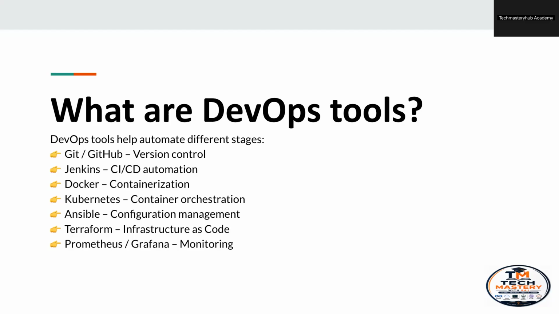Prometheus, Grafana. These are monitoring tools. There is one more very important monitoring tool, that is Splunk. These tools support the DevOps processes.